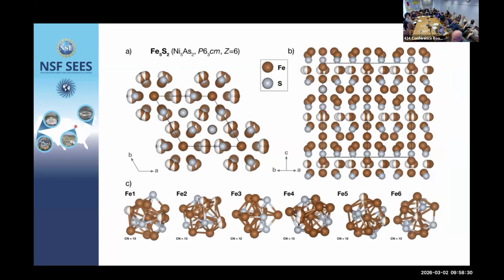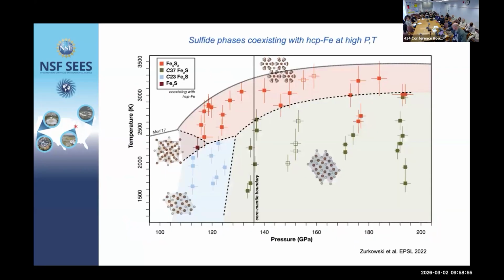This is the structural refinement. You can see it's very complicated. We never would have got this kind of information from powder X-ray diffraction. It really requires a single crystal method. But also, if you really want to understand what the mineral phases are deep in the Earth, you need to do single crystal diffraction. It looks funny here because there's a lot of positional disorder in the structure. It's a really messy structure, but I'm proud to say that we figured it out.